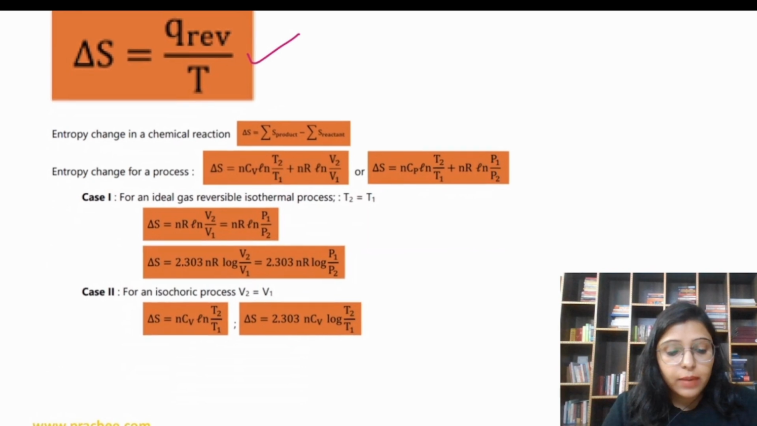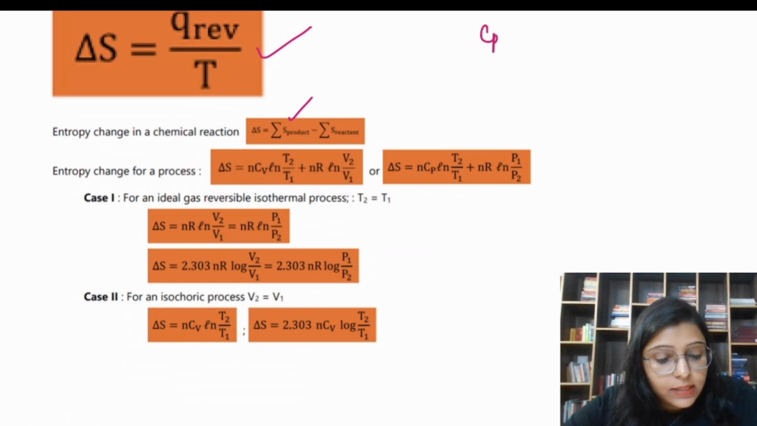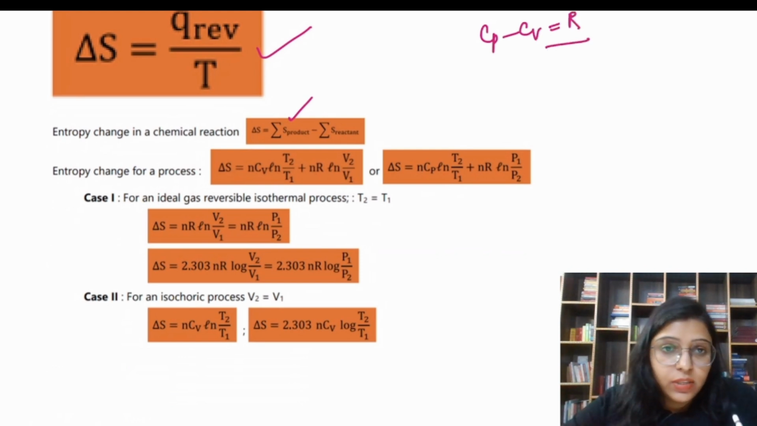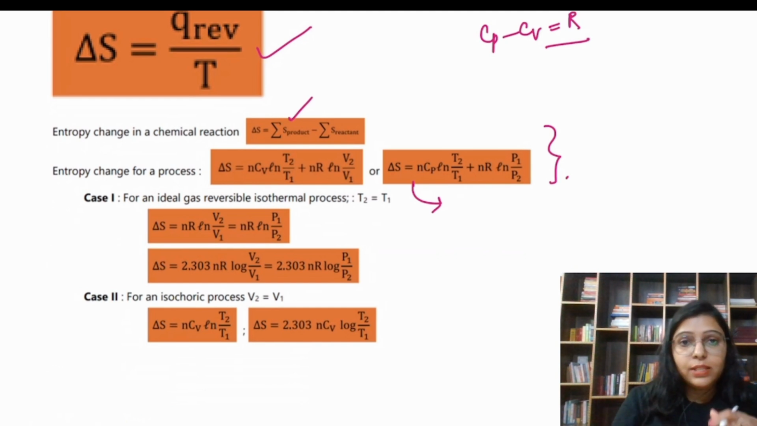Now entropy change in a chemical reaction is the total summation of the entropy of products minus the summation of the entropy of reactants. Then for a process, we can have this formula: delta S is equal to nCv ln T2 by T1 plus nR ln V2 by V1. We can also say that Cp minus Cv is equal to R. So in place of Cv, if we put Cp, then we get another formula: delta S is equal to nCp ln T2 by T1 plus nR ln P1 by P2. Right, so these are the important formulas. The rest of the formulas are derivations of these two formulas.